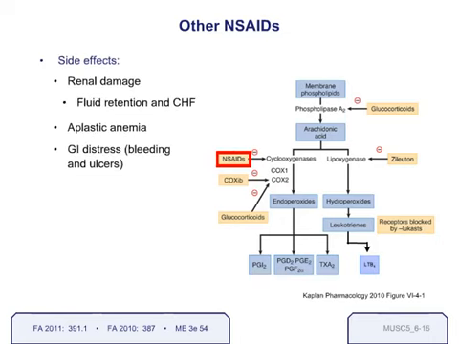Toxicity, as I said, is similar to aspirin. You're going to have renal damage. Sometimes patients with that renal damage will end up holding on to too much fluid, so they get fluid retention and congestive heart failure. You can have an aplastic anemia in rare cases. GI distress, in particular, bleeding and ulcers are also common, again, because you're blocking COX-1, which is responsible for maintaining the mucosal lining of the stomach.